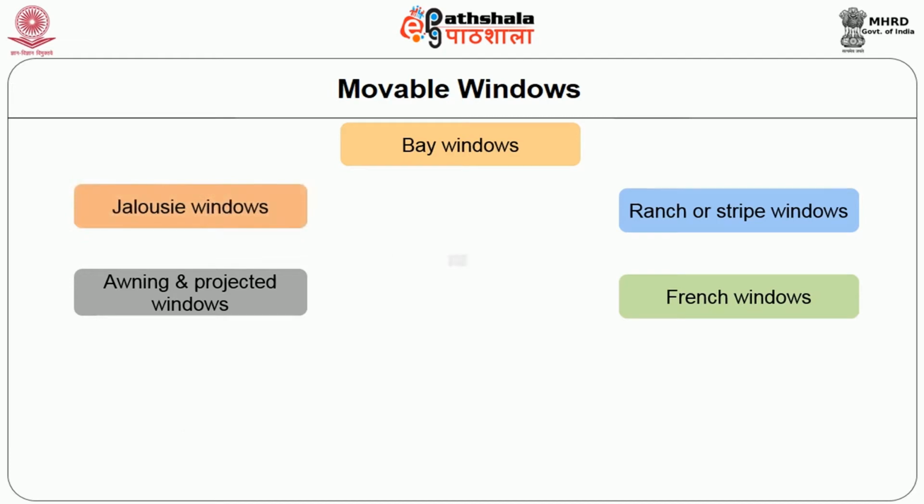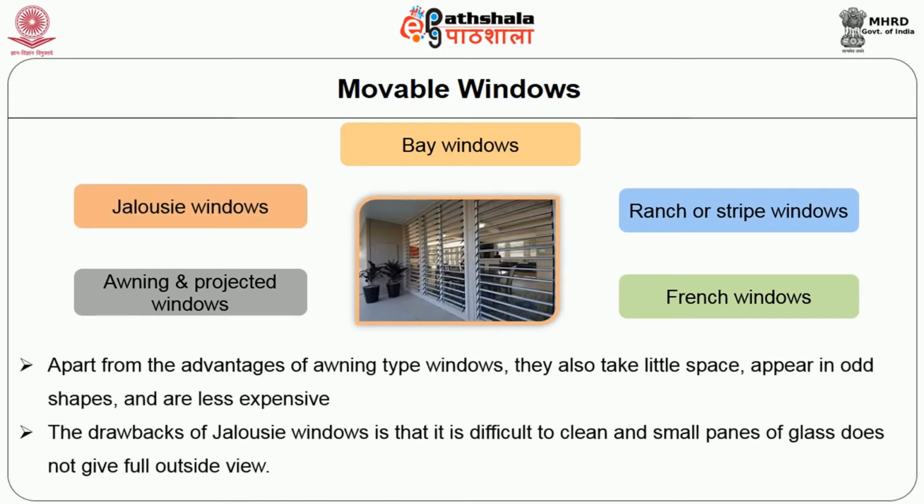Jalousie windows are made of narrow strips of glass. Apart from the advantages of the awning type of window, they also take little space, appear in odd shapes, and are less expensive. The main drawback of this jalousie window is that it is difficult to clean and small panes of glass do not give a full outside view.